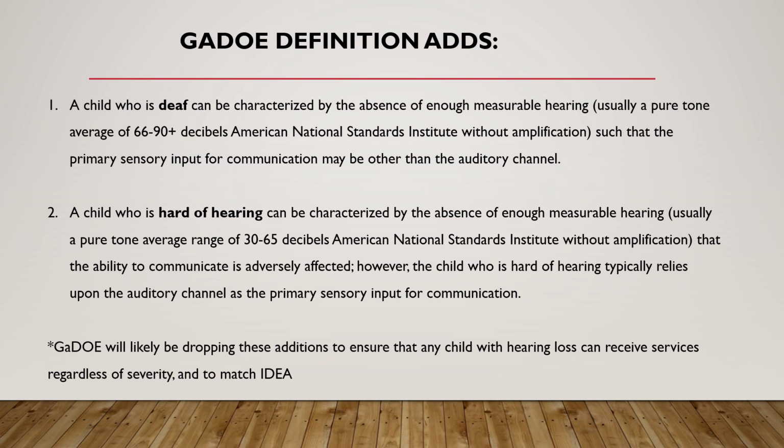You'll notice on this slide that the Georgia Department of Education adds a couple key things to their definition of deaf and hard of hearing. To define a child who is deaf, the Georgia Department of Education specifies that it means they cannot hear between 66 and 90 decibels, whereas a child who is hard of hearing cannot hear between 30 and 65 decibels.